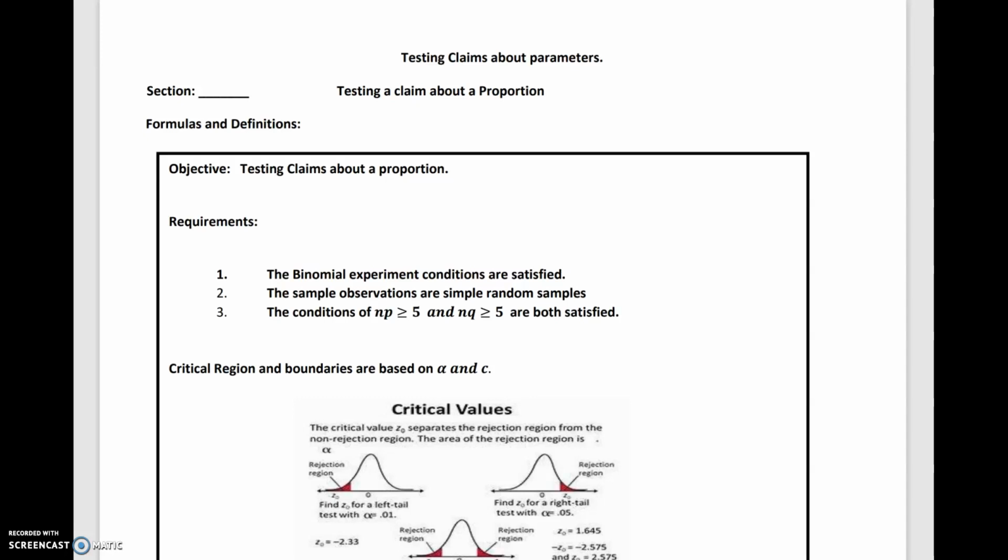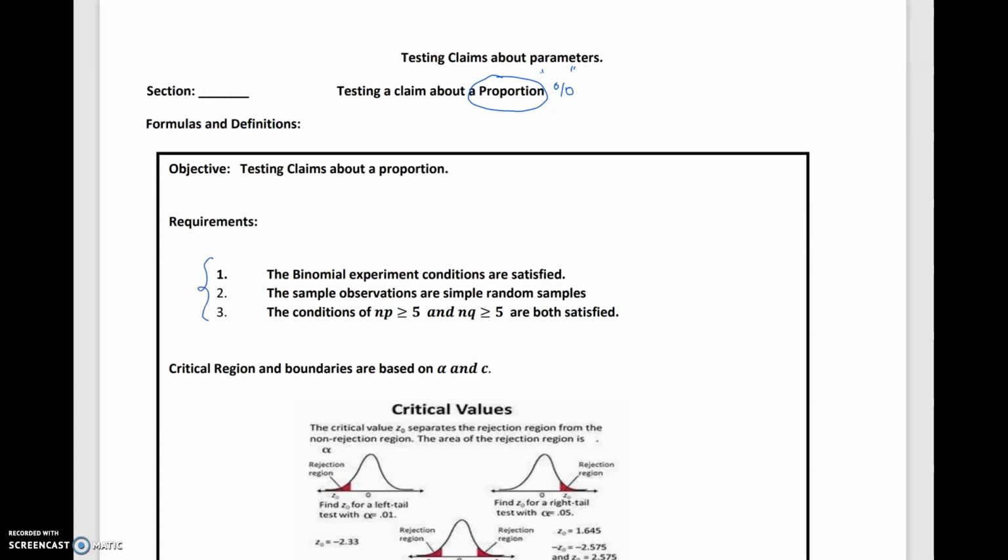Hi class, in this assignment we're going to look at claims about proportions, which is pretty much percentages like we did earlier for the confidence intervals. So whenever they give us some sort of a proportion, they're talking about a percentage. And then these are the main requirements.